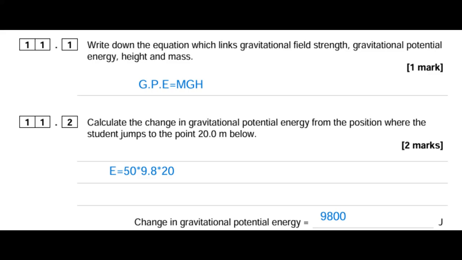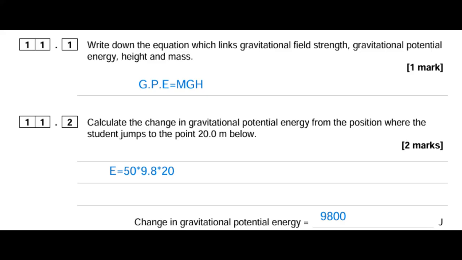Okay, starting off with question 11.1, write down the equation which links gravitational field strength, gravitational potential energy, height, and mass, which is that gravitational potential energy equals mass times gravitational field strength times height, which is just in your formula book, although it wasn't in the formula book when this paper was created.